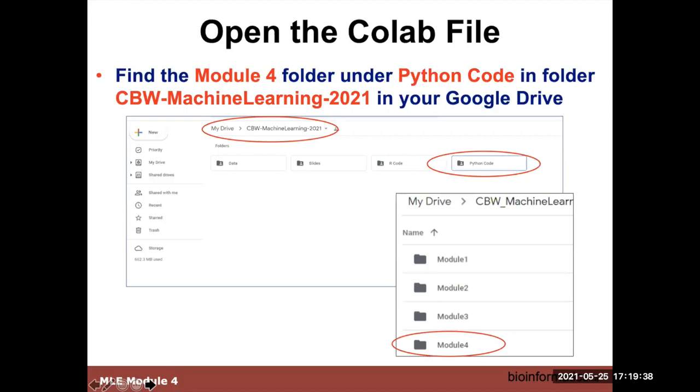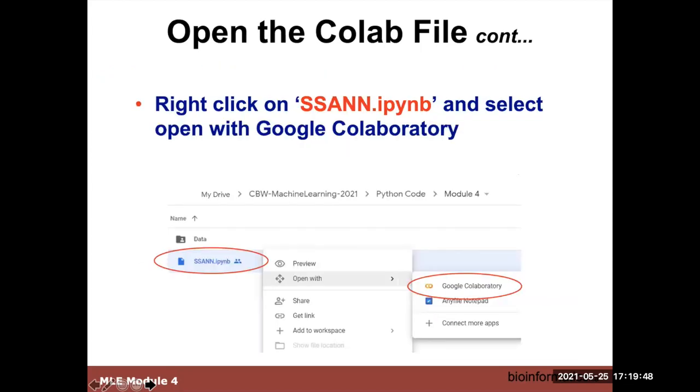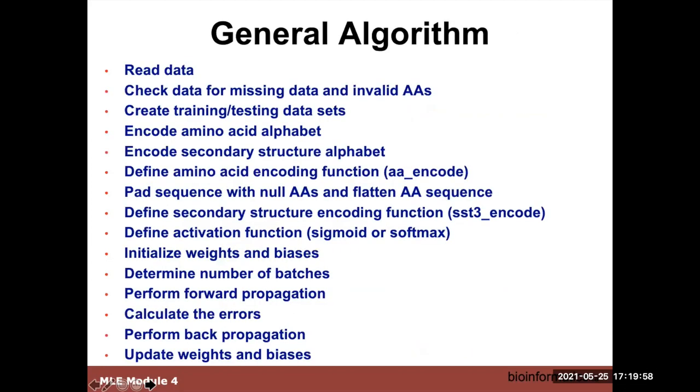So as before, we could pretend to code, but in this case, all we're going to do is open up the module 4 Python code. Again, it's also been written in R. And then you can open up the secondary structure, SSAN, and work with Google Colaboratory. So it's very similar in design to the IRIS neural net program.